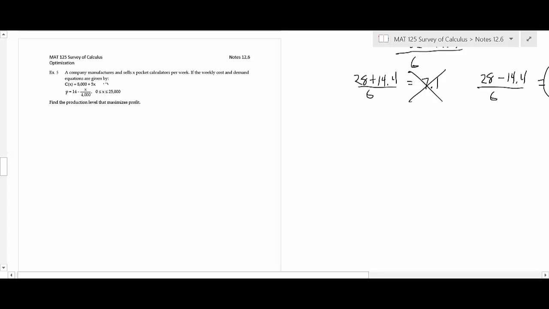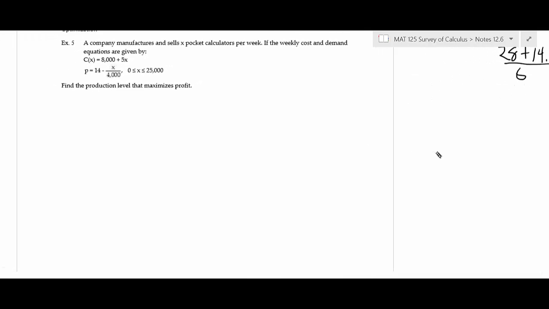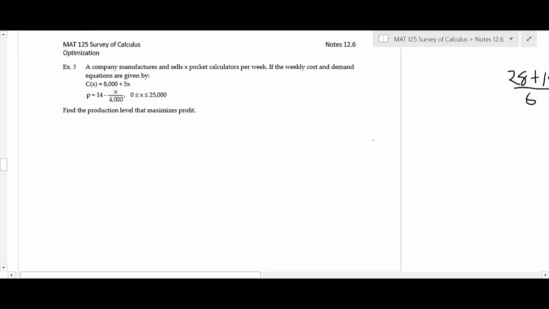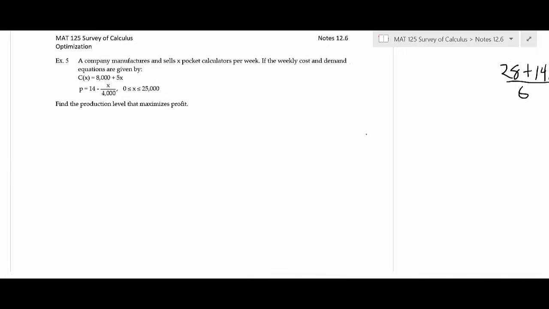Okay, so you're given a cost function and a price demand function. You're given a domain from 0 to 25,000. And what you're going to do is find the production level that maximizes profit. Now, we've already done this before, but just to review, because this is super important to know how to do, how do you find profit? You do revenue minus cost, exactly. So profit, I'm going to write P of X equals revenue minus cost.